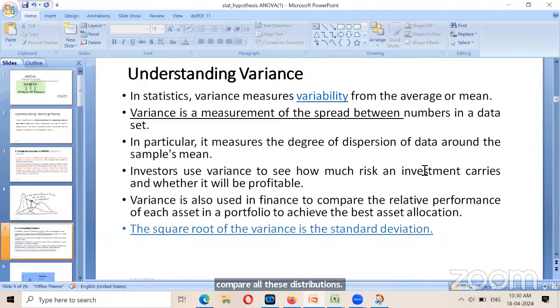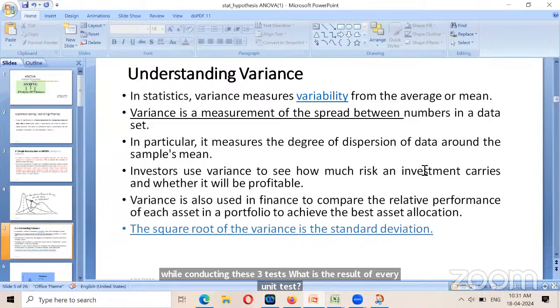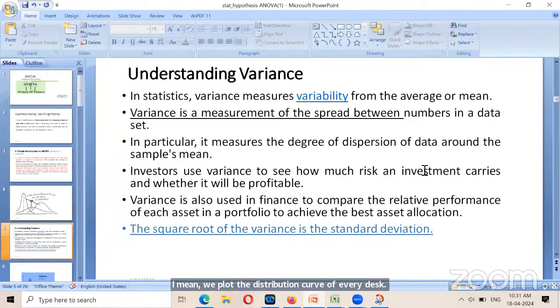As discussed earlier, I hope you are well aware of what variance is, but quickly we will revise here. Variance measures the variability from the average or mean. Variance is a measurement of spread between numbers in a data set. For example, suppose throughout my semester I conduct three unit tests: unit test 1, unit test 2, and unit test 3. I will plot a distribution curve of the result of every test, and then try to find out whether students are improving in each test or not.